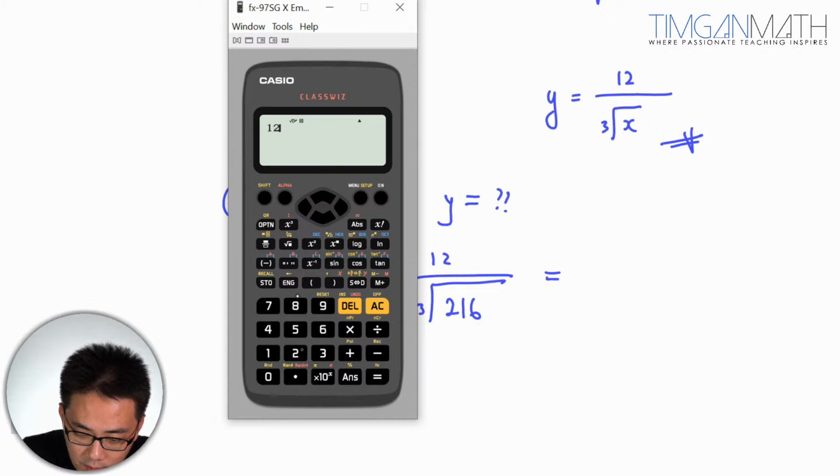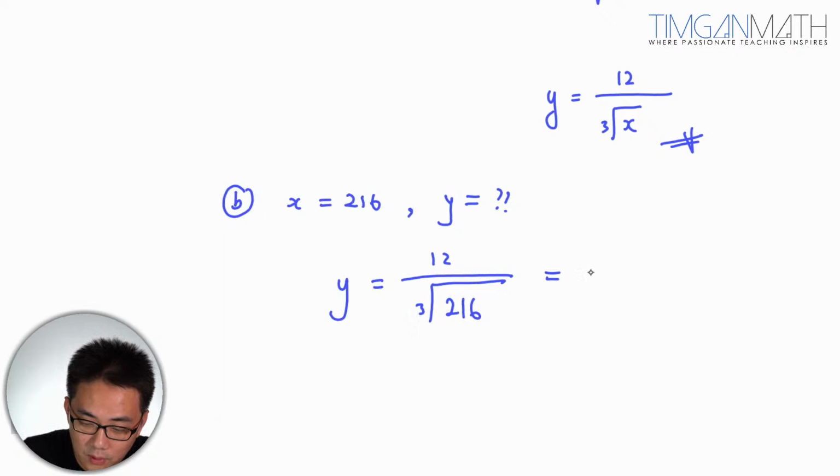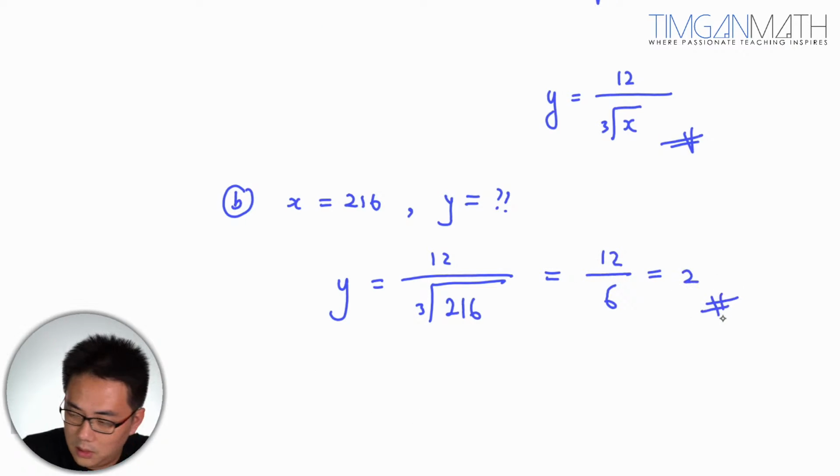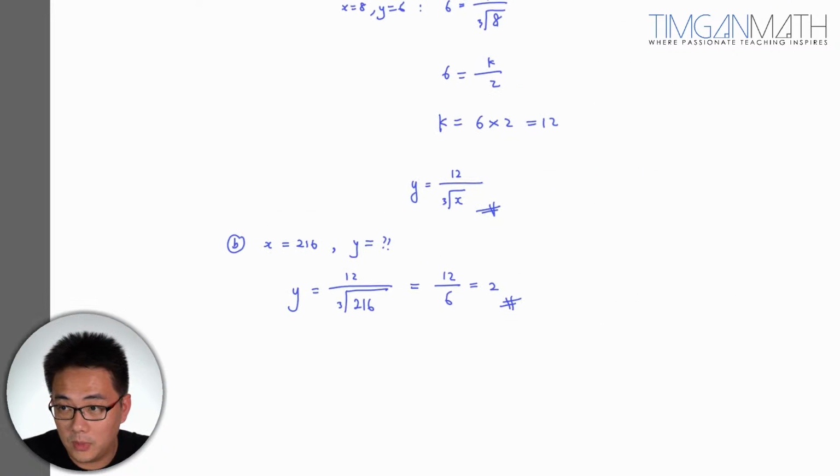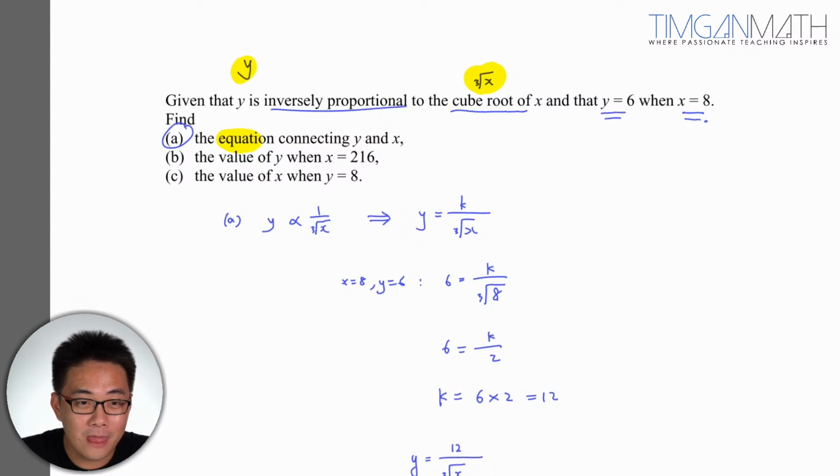That will be 12 over cube root of 216, right? And that will be 2. So it's actually 12 over 6. Then this will be 2. So y is equal to 2. That's pretty okay, I think. After which we're going to look at C.